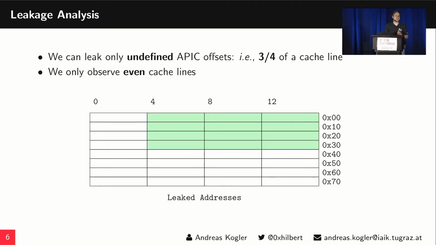What does this mean, an even cache line? If you think about a page and you number the cache lines on a page from 0 to n, you can only access the even ones.